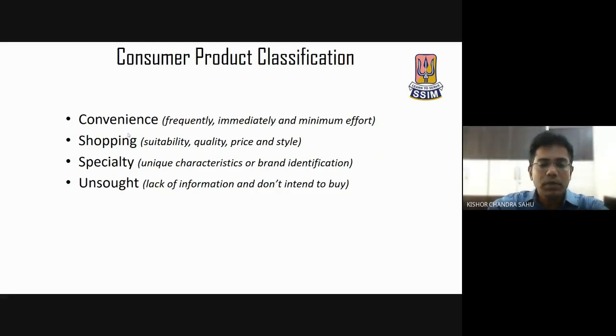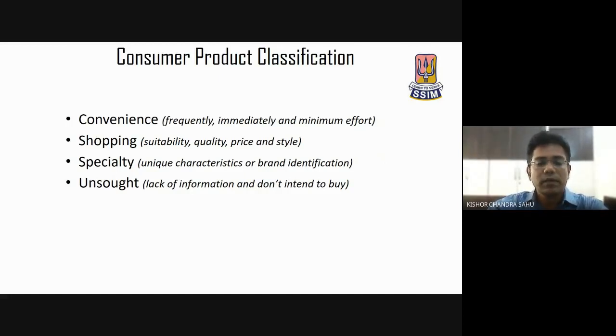Then next is shopping products. Shopping products are based on suitability. Customers look for quality, price, and style, and they try to gather information and compare different alternatives. For example, furniture, clothing, jewelry, hotel rooms, or airline seats. In those cases, you try to gather information through search and compare with the other alternatives. Then come specialty products.